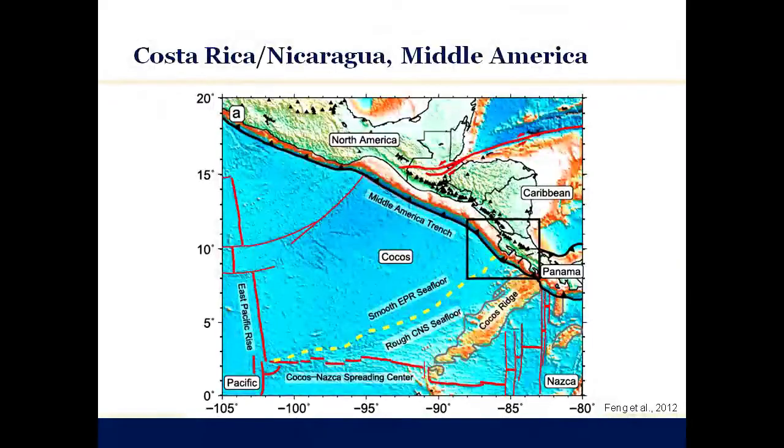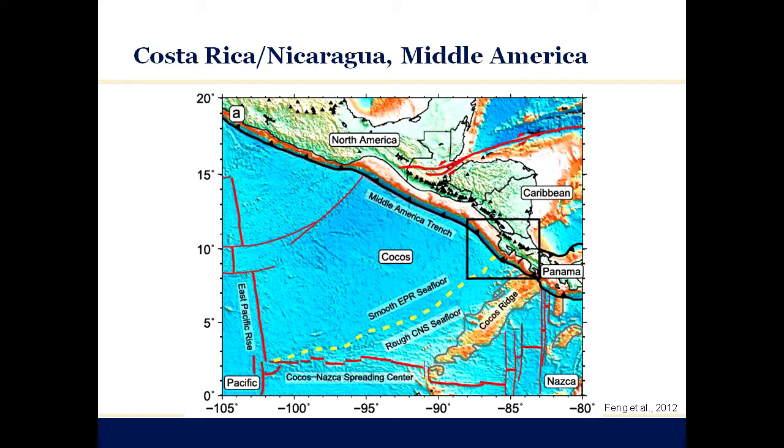All right, but let's start with Costa Rica and Nicaragua. So Costa Rica and Nicaragua lies at the southern extent of the Middle America Trench, where we have Cocos Plate, derived from the Cocos-Nazca Spreading Center in the East Pacific Rise, subducting under Caribbean Plate, mostly Caribbean plates. The southernmost part of Costa Rica is actually involved in this microblock formation with Panama.